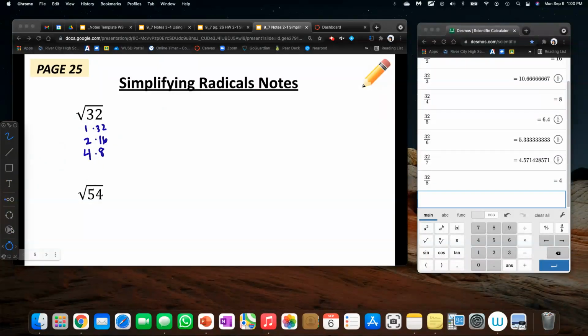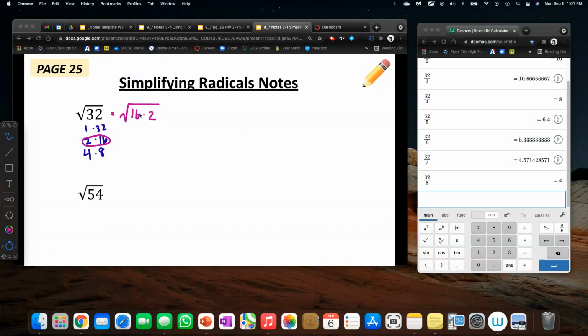Then we're going to scan our list and find the largest perfect square. I see 2 perfect squares, 16 and 4, but 16 is the largest perfect square. So this is what we're going to use to rewrite the square root of 32. We're going to rewrite the square root of 32 as the square root of 16 times 2, since 16 times 2 is 32.